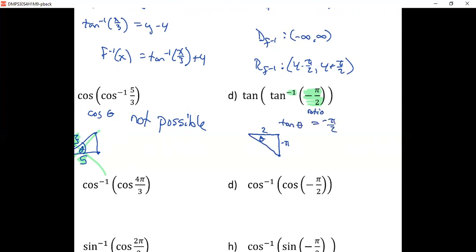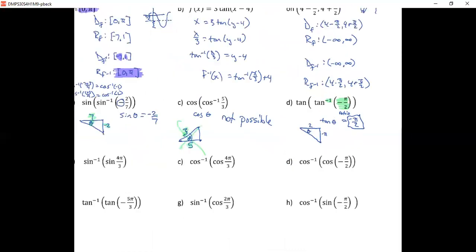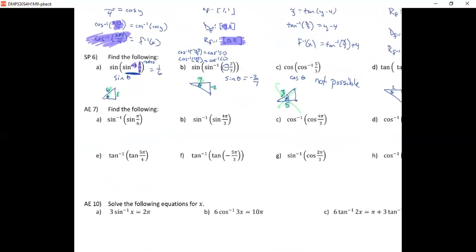So be very, very careful that you're thinking through the problem. It's a ratio that looks like an angle, so you've got to be very, very careful. Now, we end up with negative pi over 2 because they undo each other, and that's part of the point.